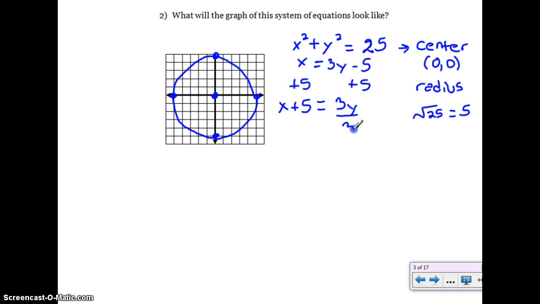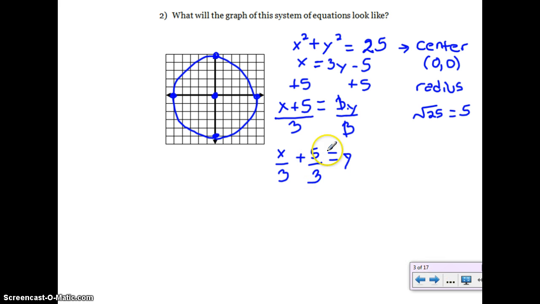I will divide by 3 because 3 is my coefficient. They are multiplying, so to get rid of the 3, 3 divided by 3 makes 1, so I have my y by itself. However, whatever I do to the right-hand side, I must also do to the left-hand side. So I'm going to write this. This is going to be x divided by 3, which is really 1/3 x plus 5/3.